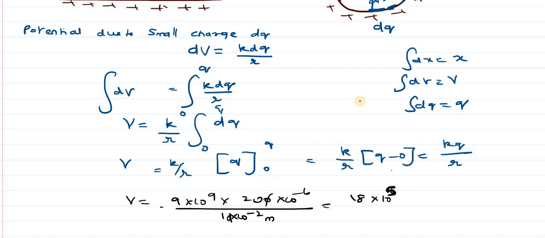But here 90 into this one is there. 180 into 10 to the power 5. So 18 into 10 power 6 volt. Just check the calculation once by yourself. Any doubt till here? Everything is direct substitution only. So far we have not entered into any complex numerical. If any doubt, you can tell me.